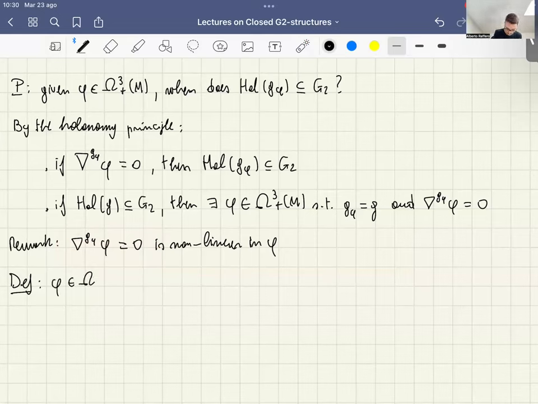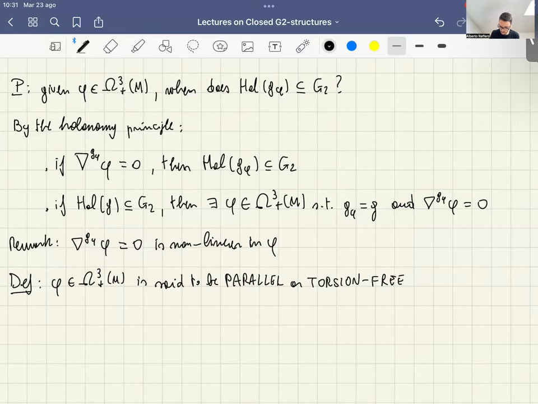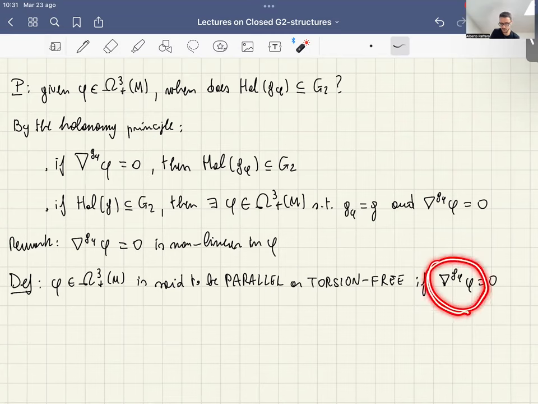So a G2 structure phi is said to be parallel or torsion free if it satisfies these conditions. If it is parallel with respect to the Levi-Civita connection of the metric it induces. And the second way in which we call them is motivated by the fact that actually you can identify the covariant derivative of phi with respect to the Levi-Civita connection induced by the metric g phi with the intrinsic torsion of the G2 structure seen as a principal subbundle of the frame bundle of the manifold.